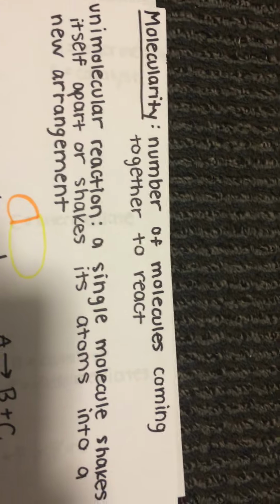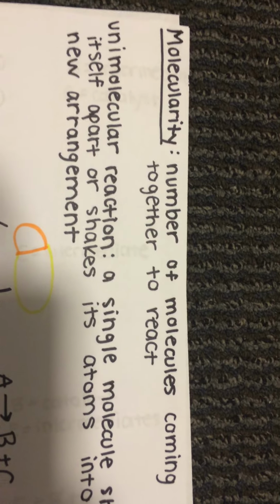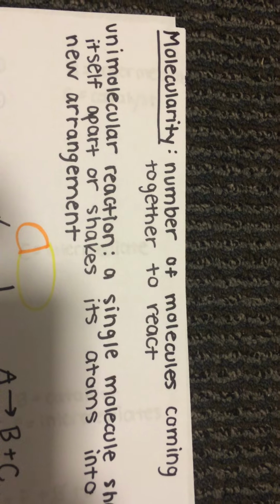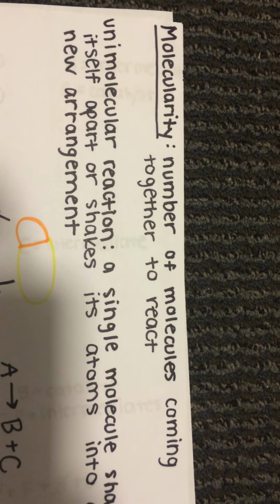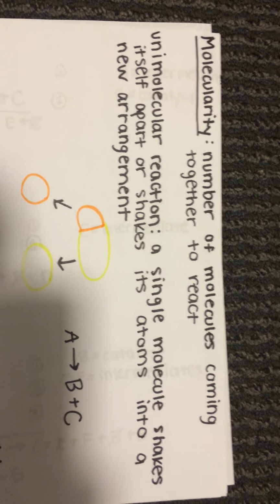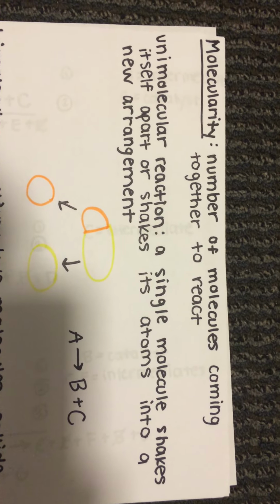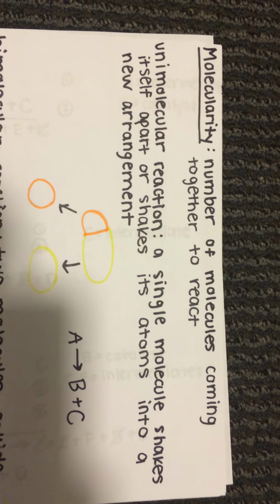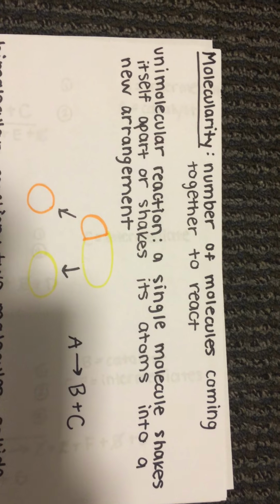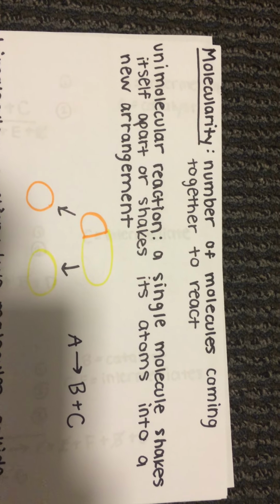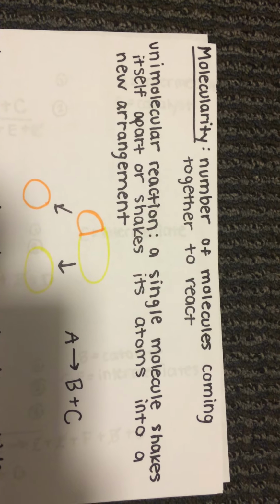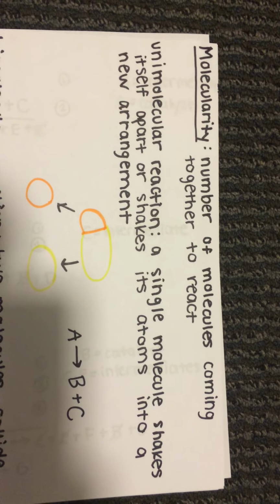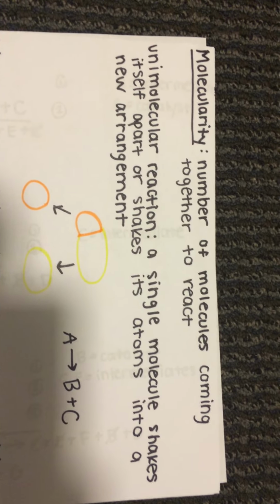So we're going to start out with talking about molecularity. Molecularity is the number of molecules coming together to react in the elementary step. A unimolecular reaction is when a single molecule shakes itself apart or shakes its atoms into a new arrangement. An example of this is this orange and yellow molecule, which then separates into a single orange and single yellow molecule, which is represented by A goes to B plus C.